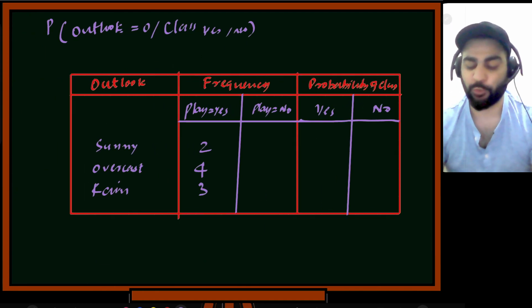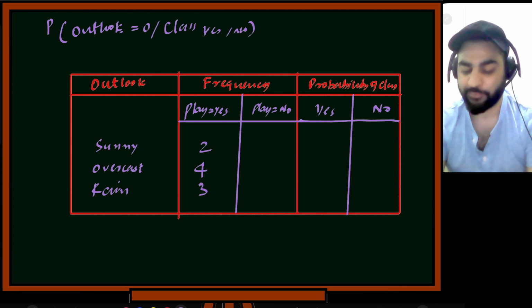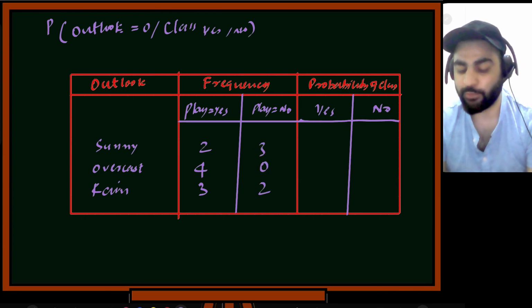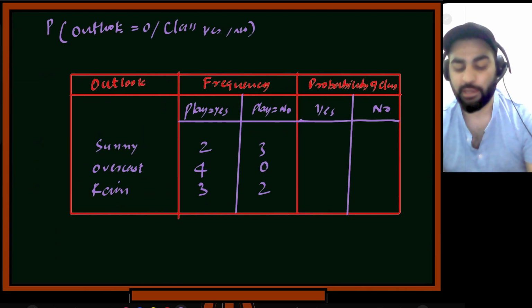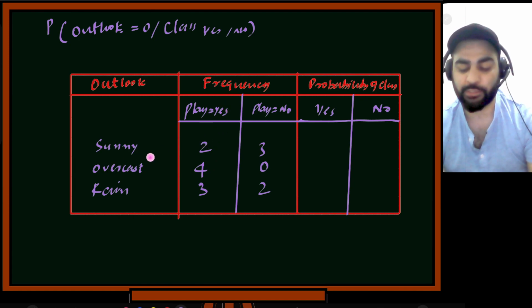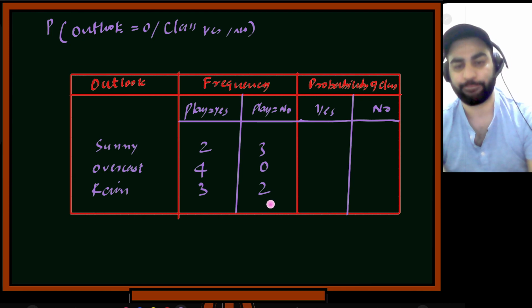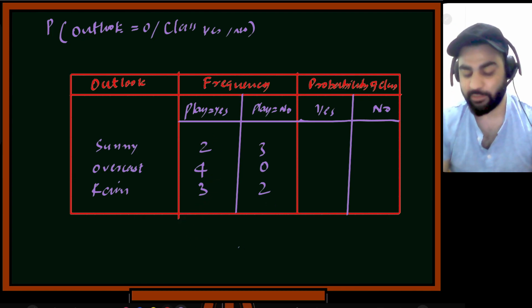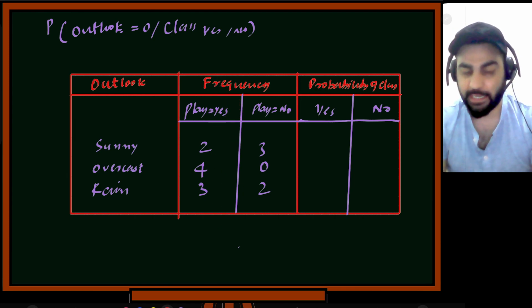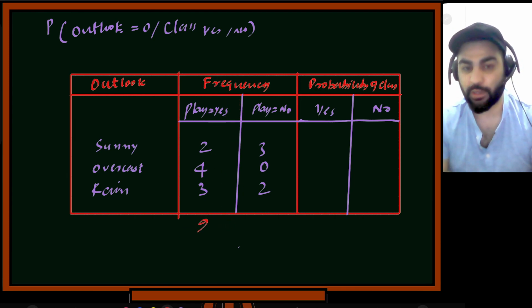Again for the no class, we will see the same thing. So I'll fill the table. So this is 3, 0, and 2. From the data we are computing this. This cell is for how many times the play was yes and it was sunny: 2 data points. Overcast 4, rain 3, and similarly here. Now how many frequencies are there? So we will compute the frequency. For the yes class we had a total of 9. For the no class we had a total of 5.